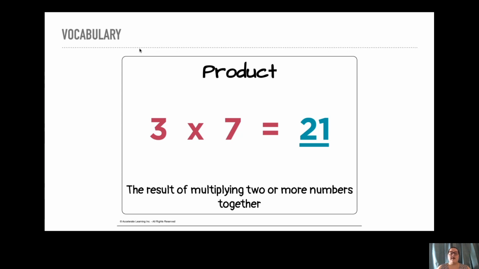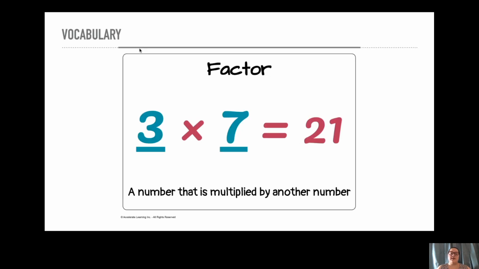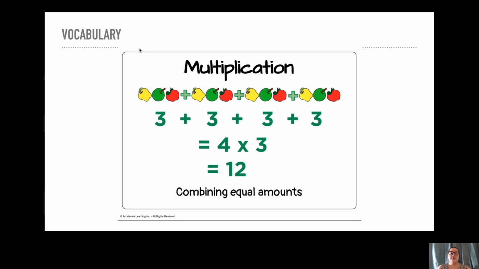Vocabulary: product is the result of multiplying two or more numbers together. So your answer to a multiplication problem is going to be your product. Factor: a number that is multiplied by another number. So the two numbers that you're multiplying are going to be your factors. Multiplication is combining equal amounts. Multiplication is just repeated addition.